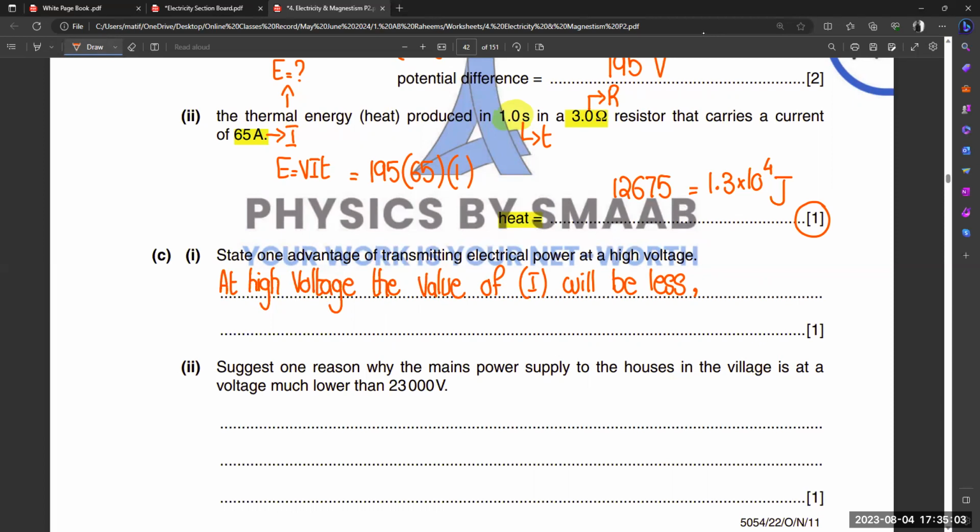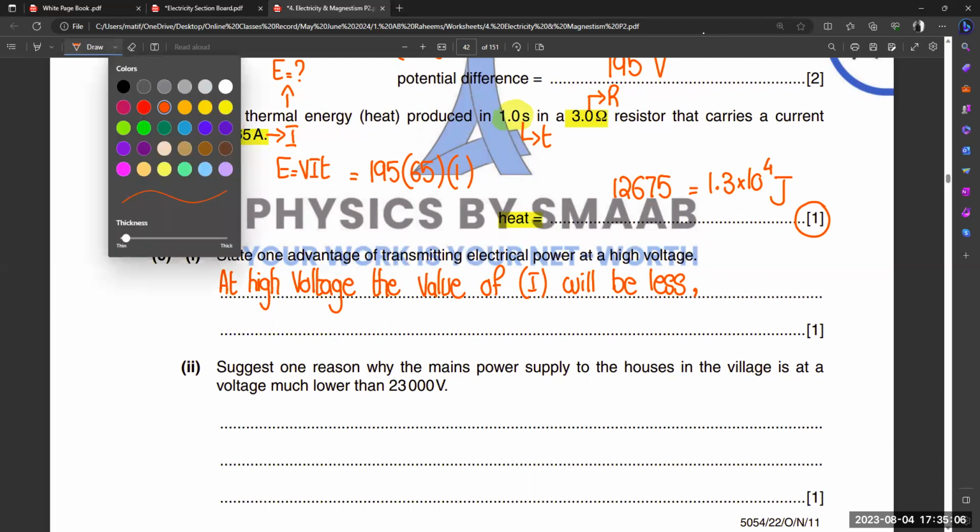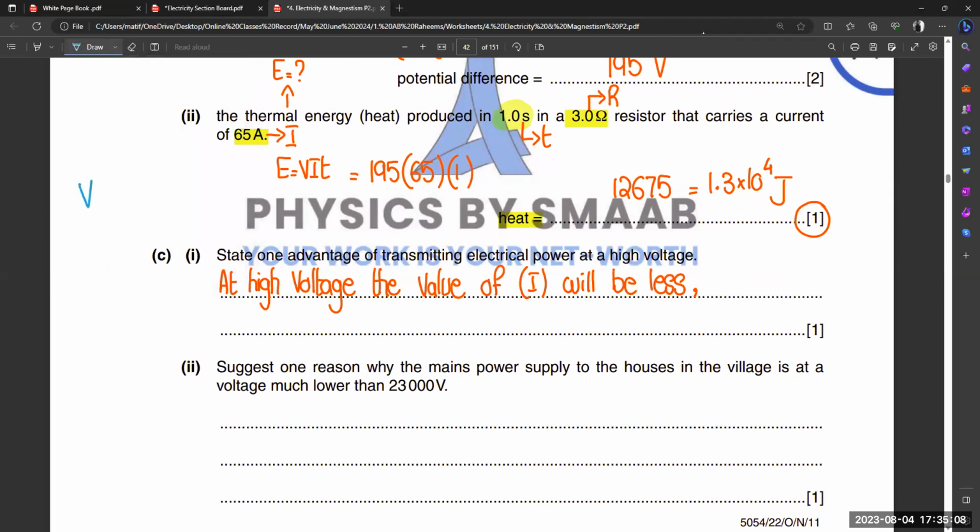If you need to find out this concept, we use V equals IR, and if we shift it over here, V over I equals R. So we know that R is inversely proportional to I and directly proportional to V. But when we are transmitting electrical power, you need to use the formula of electrical power, P equals V squared over R. So now you can see that the power is inversely proportional to the resistance but directly proportional to the voltage.